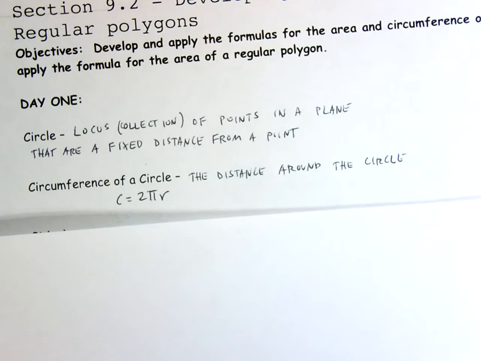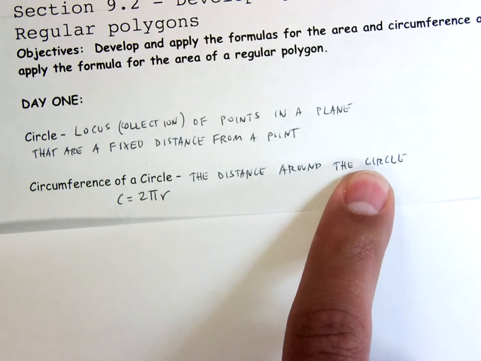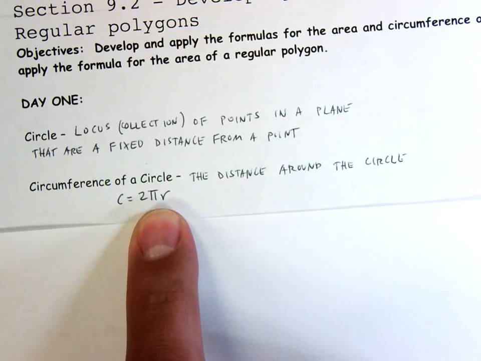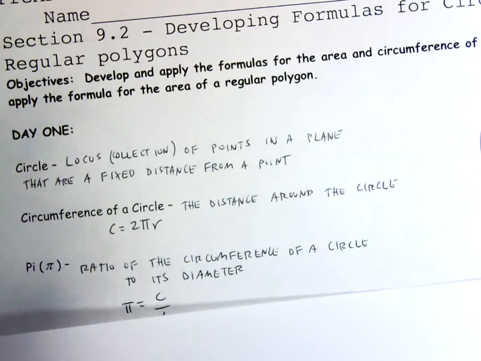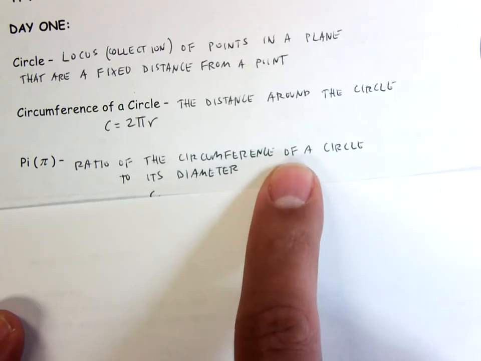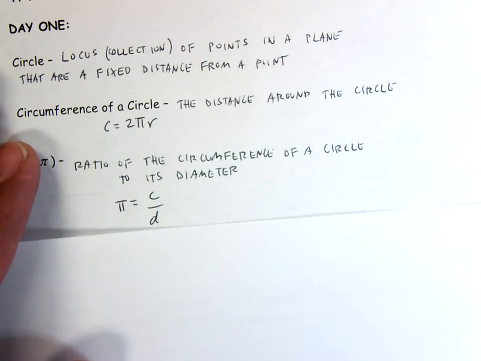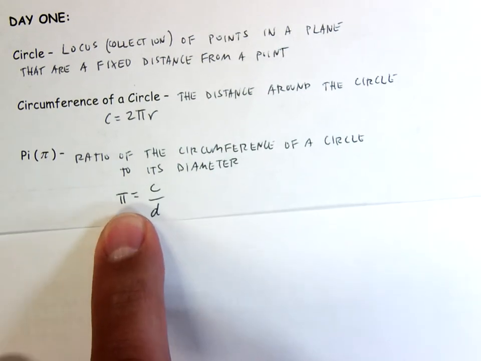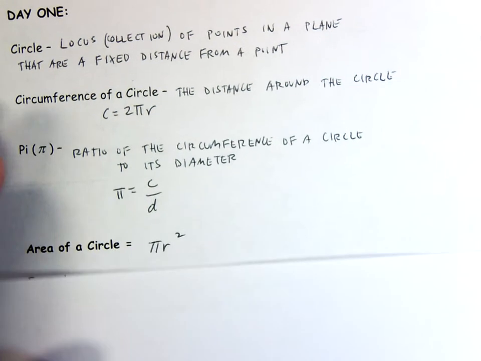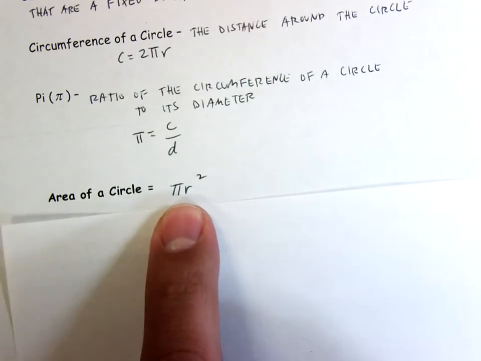Okay, the circumference of a circle is the distance around the circle. And there's a formula to find circumference: it is equal to 2 times pi times r. Pi is just the ratio of the circumference of a circle to its diameter. We get pi by taking the circumference and dividing it by the diameter of the circle. And of course, the area of a circle, which most of us know, is just pi r squared.